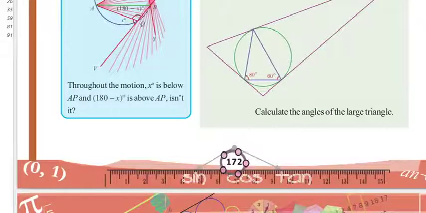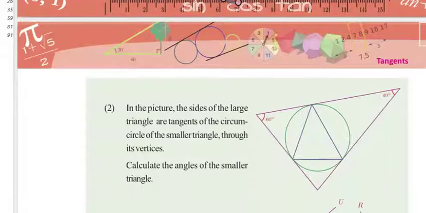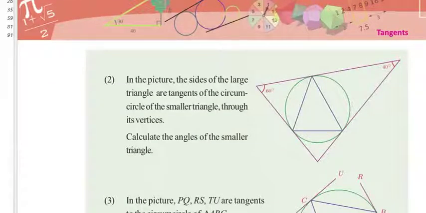Then you write the next question, the same question. Write this one. What is the question in the picture? The sides of the large triangle are tangents of the circumcircle of the smaller triangle through its vertices. Calculate the angles of the smaller triangle.